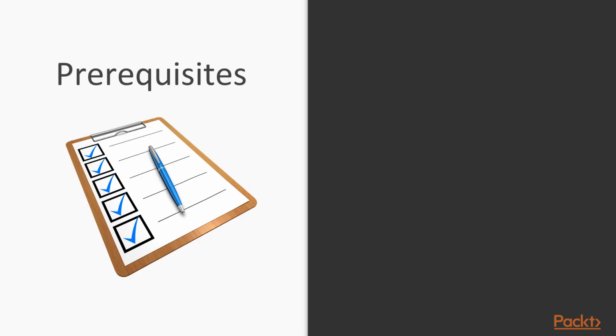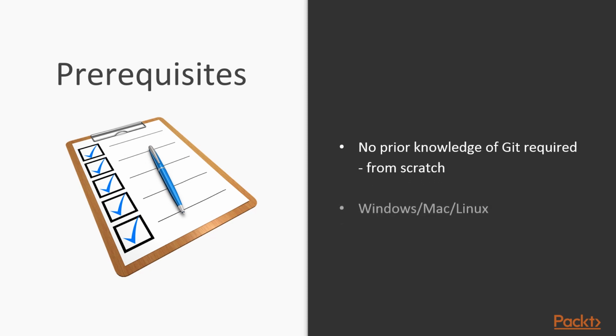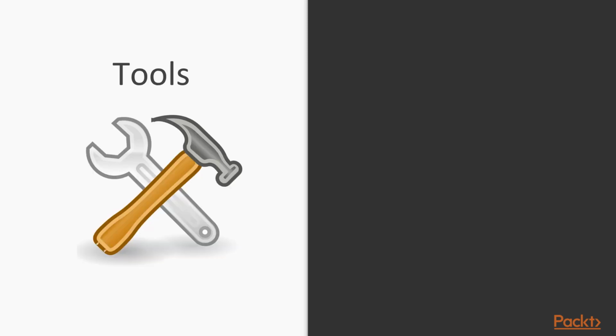So far as the prerequisites for the course are concerned, we don't need any prior knowledge of Git. All you need is a laptop either with Windows, Mac or Linux platform. The tooling requirement is minimum. We need to download the Git installer and install Git, and we'll be needing to work with a modern browser. It can be Chrome, Firefox, Opera or anything else.